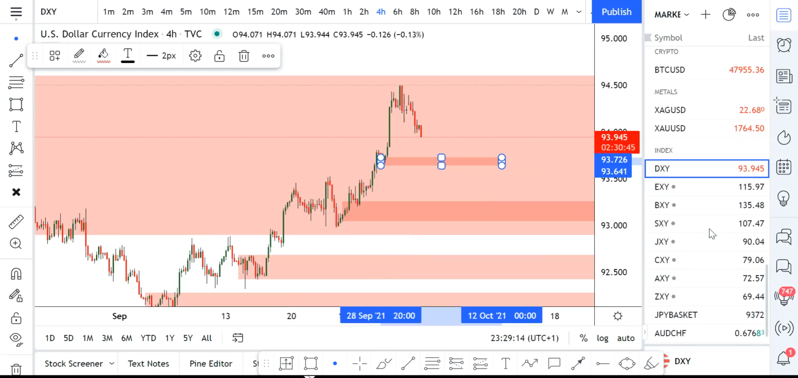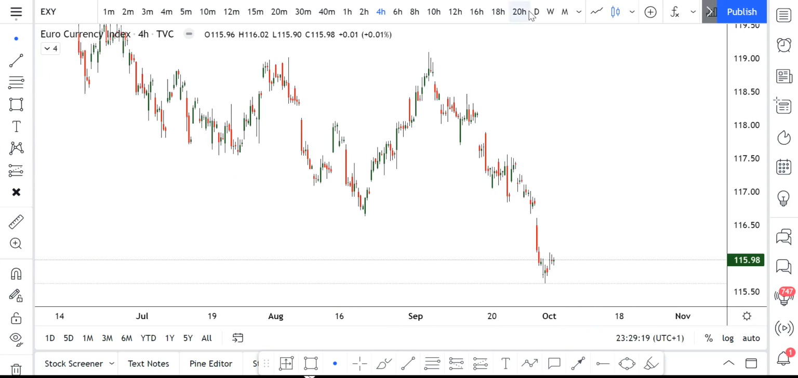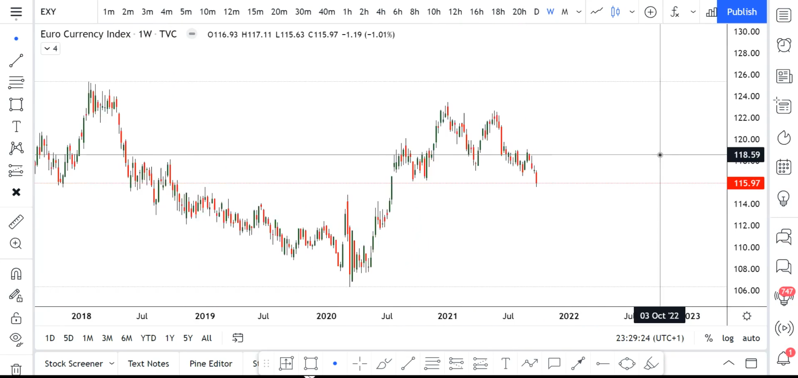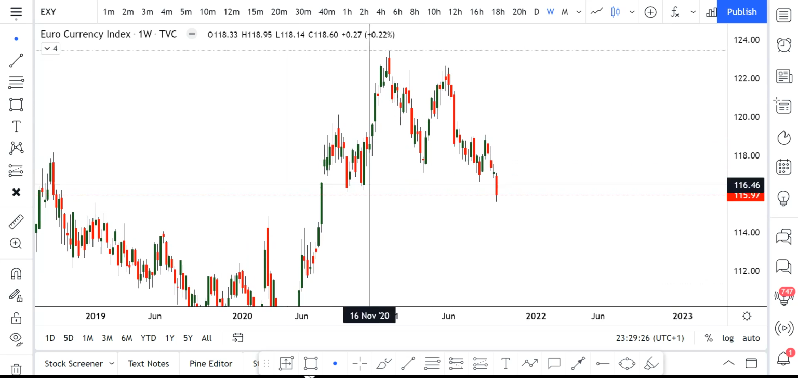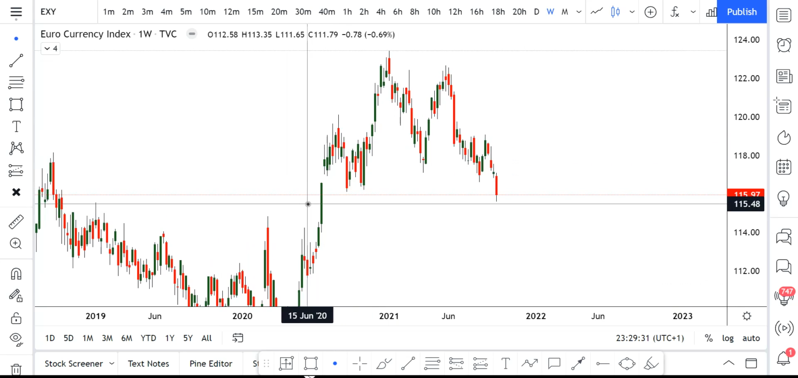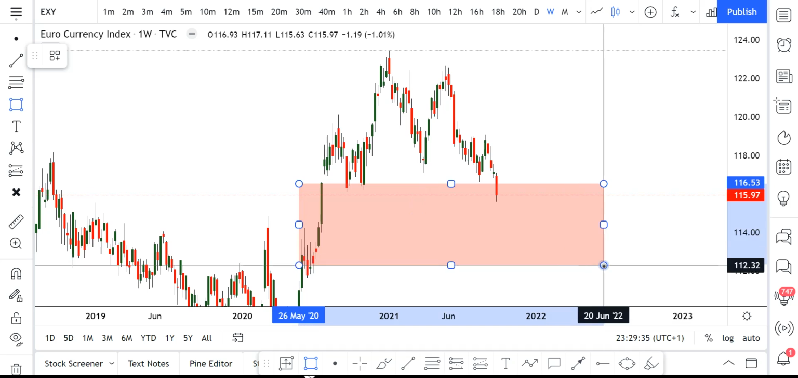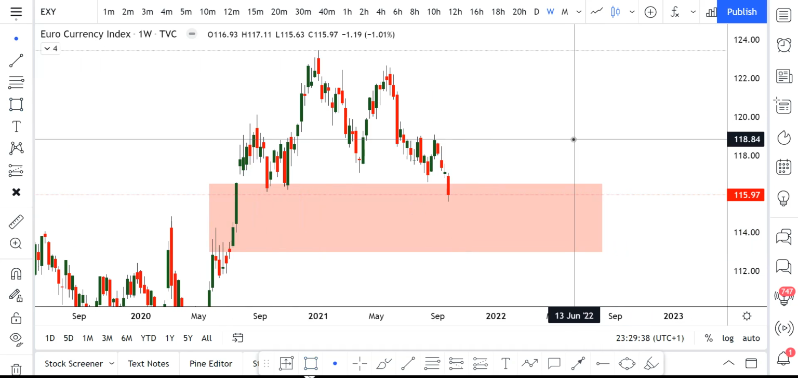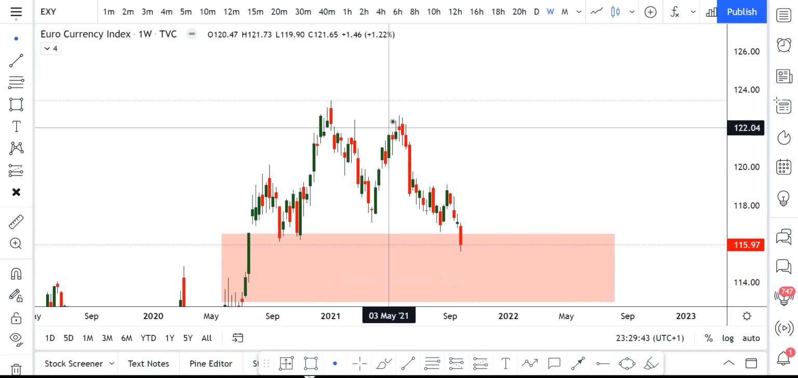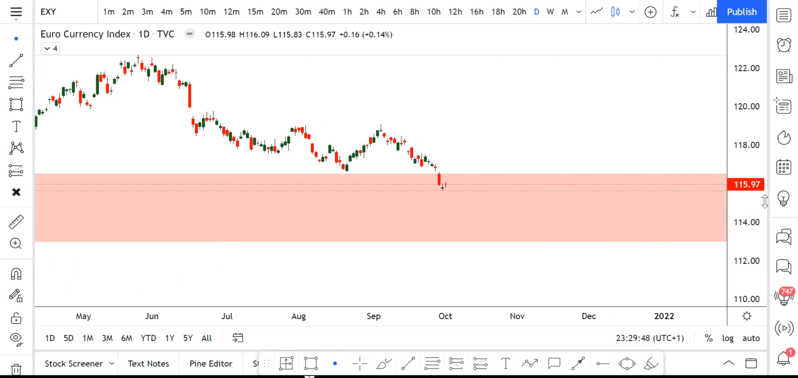Now let's move to the next index, which is EXY, or the Euro index. Let's quickly check the weekly. From the weekly, what can we see? We can see that the weekly has come to tap into this equal low that we have here and is likely rejecting off this particular zone here, which happens to be a gap. Price went up, retraced, went up, and we can see that price has broken down so far on the weekly.